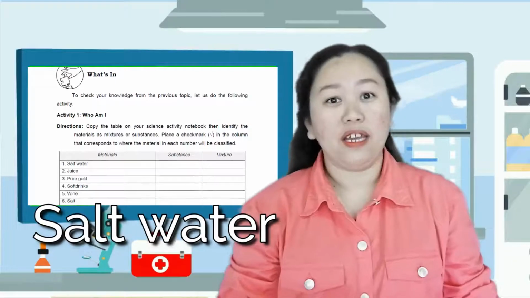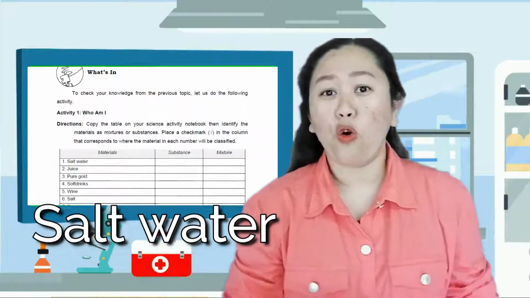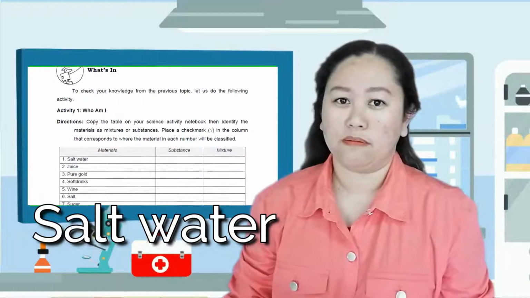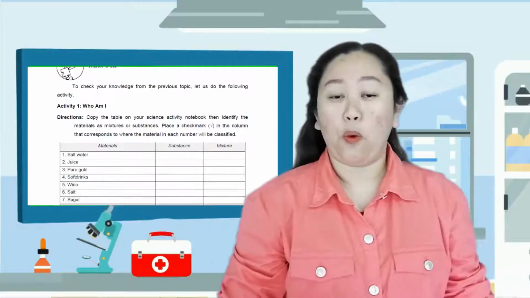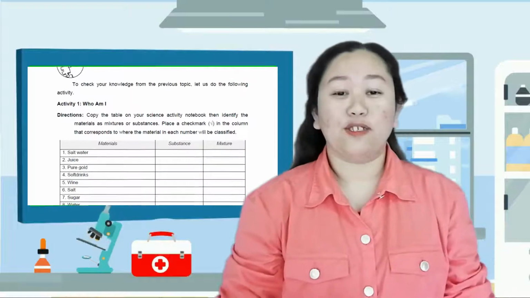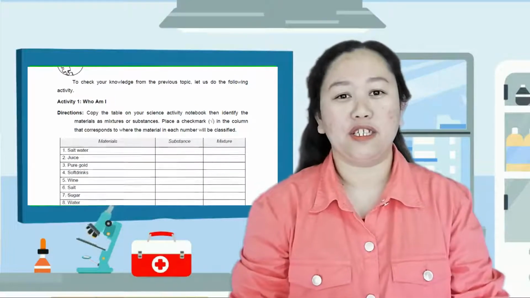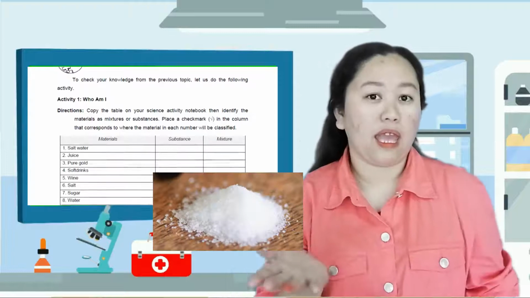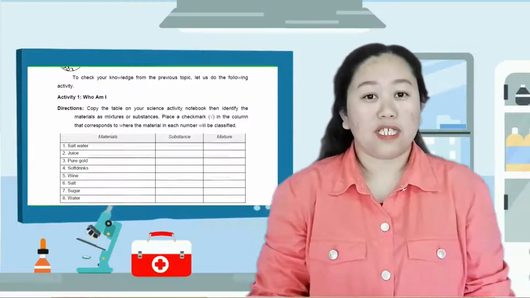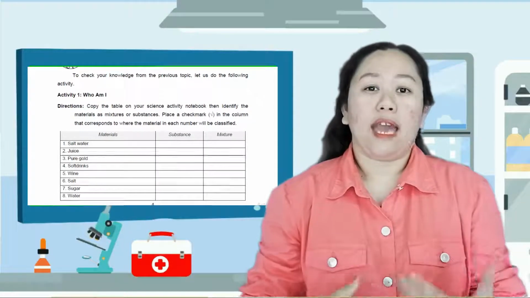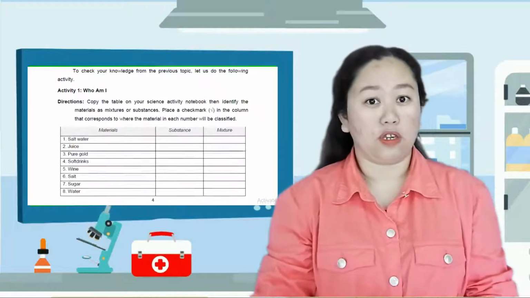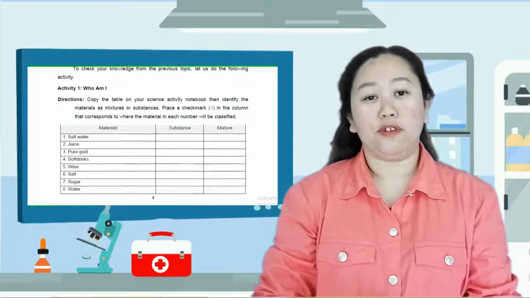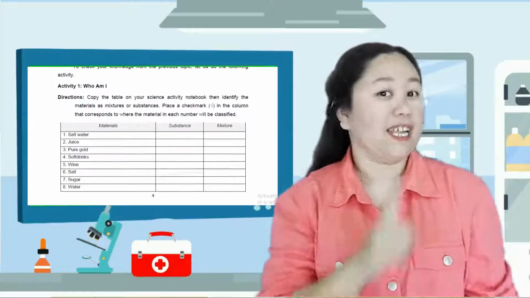What's your answer? Is it a substance or a mixture? If your answer is a mixture, then you are right. Why? Because salt water is a combination of salt and water. Of course, there are other elements or substances which can be found in our salt water, but we will discuss that further in other topics, not today.